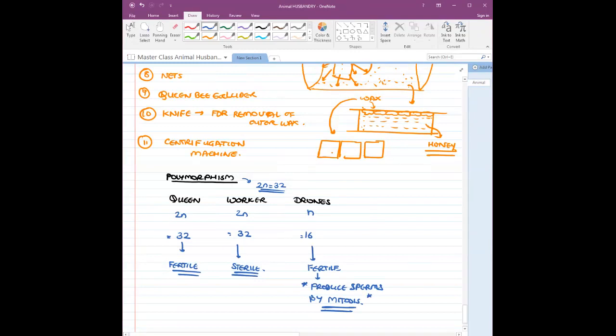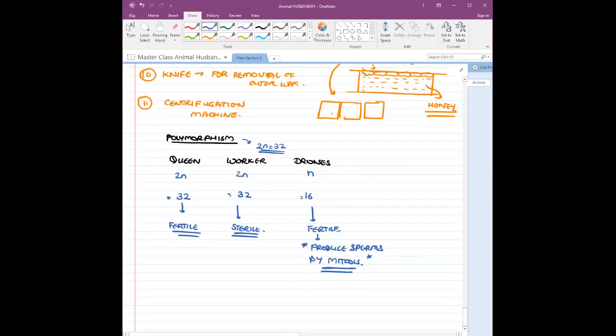Okay, so now the last thing over here, guys, is what is going to make your entire apiculture successful. So, things that are going to be required for successful beekeeping, as I just mentioned.